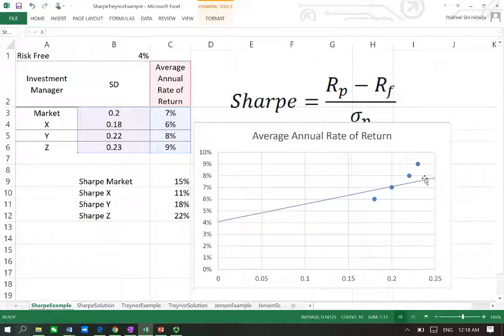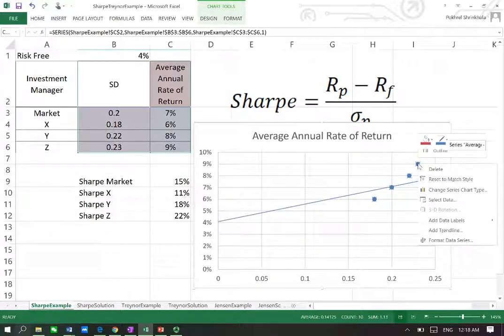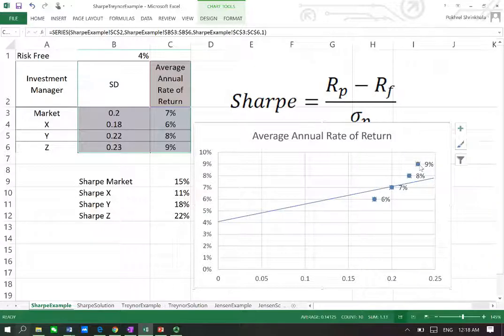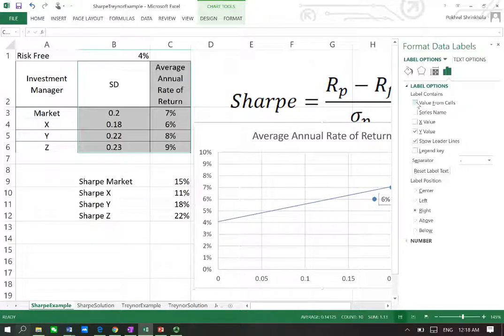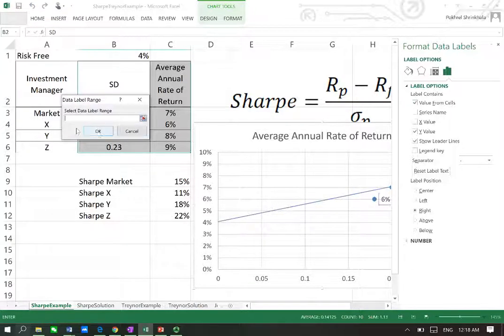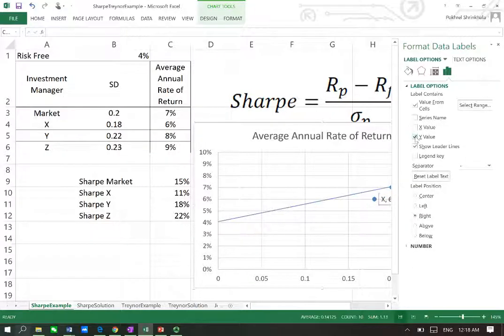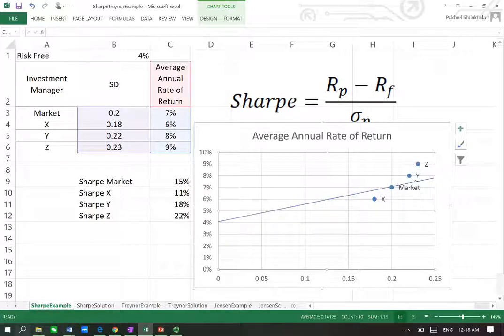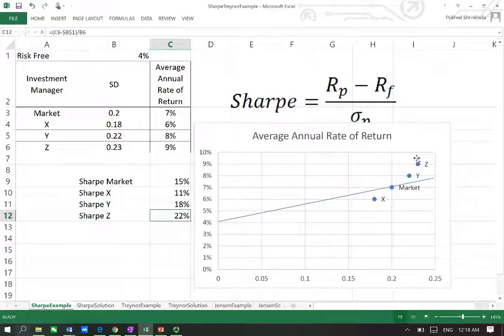than the market, it's above the CML line. And what we can do is see who they are. So add data labels and then format data labels. In terms of formatting, I click value from cells and then I take these. Okay, I don't want them, and I simply close this. So managers Y and Z, and Z, as we told, 22% is the highest.